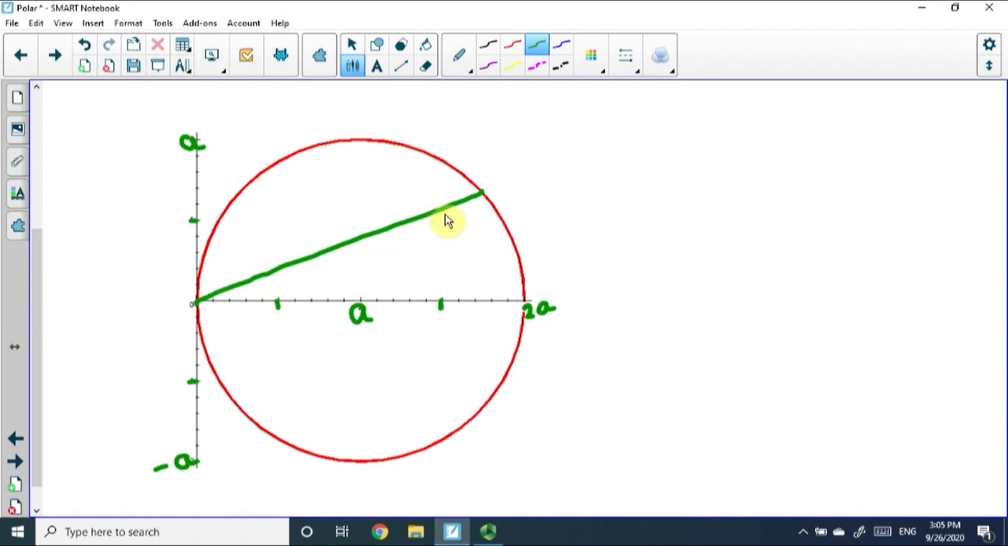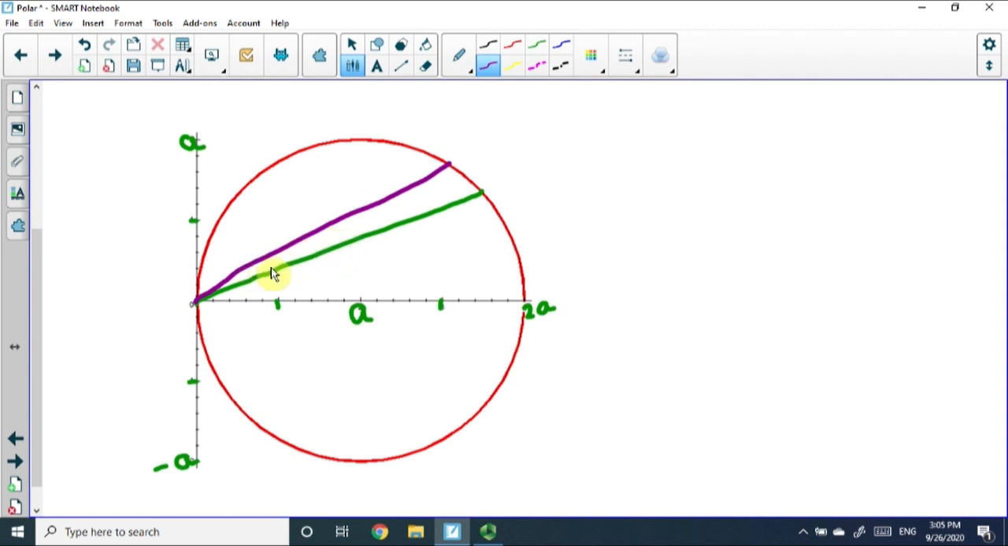Now this line has the equation theta is constant. For example, this could be theta equal 30 degrees. Now let's choose a slightly different theta. Let's increase theta a little and draw another line. Let's choose a different color. Now this is a second line which has the equation theta is constant, but it's a little bit different from the theta of the previous line.